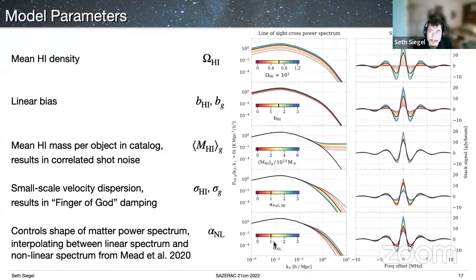And finally, we introduce a parameter to account for uncertainty in the shape of the high k cross power spectrum due to nonlinear gravitational evolution and baryonic effects. So this parameter just smoothly interpolates between a linear matter power spectrum and a model for the nonlinear matter power spectrum.